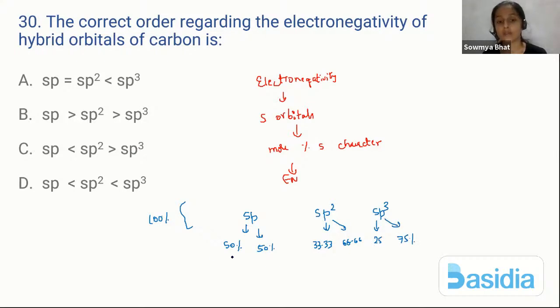Okay, now you see where the s character is high. sp has higher s character, so this is more electronegative. Then comes sp2, then comes sp3. So let's check it. sp has higher electronegativity, then comes sp2, then sp3. So option B is right. You are right. So this is about some of the compounds and their nomenclature and their hybridization.